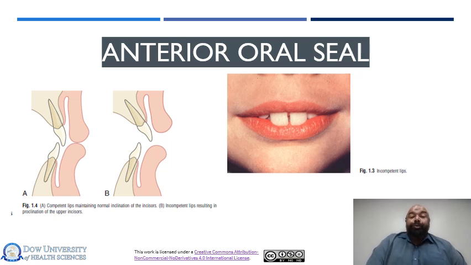Now, this can happen due to two reasons. First of all, if the teeth are protruding, as in this young child, because of the teeth in between the lips, the lips cannot close properly, they cannot approximate each other. And due to this condition, the lips become incompetent and there's a gap in between the teeth and the lips. And since this gap exists during mastication, chewing, eating and drinking, an anterior oral seal cannot be formed effectively.